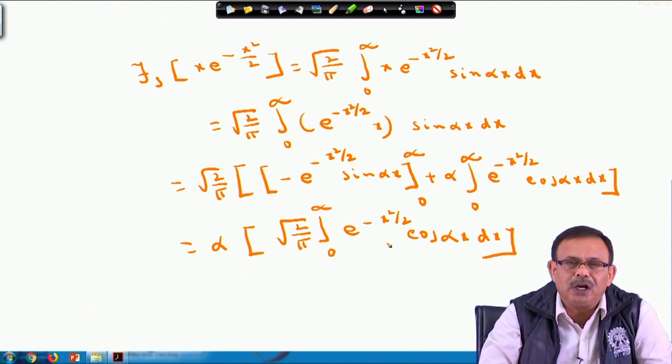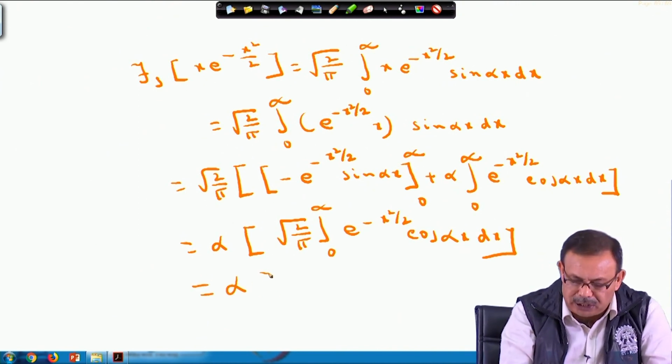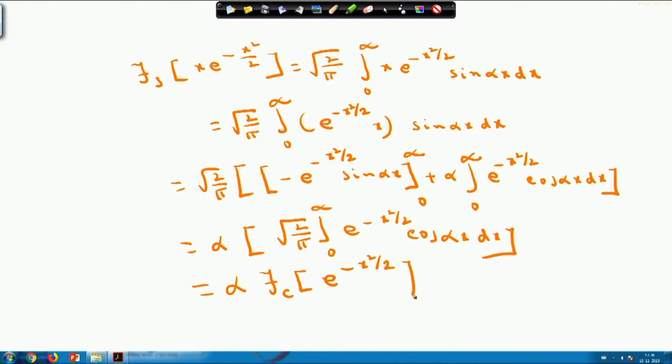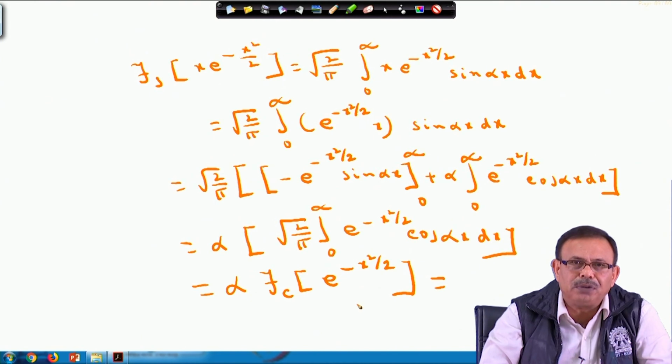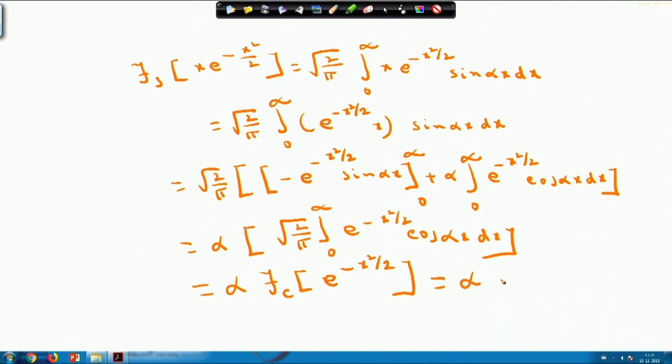From the definition, the Fourier cosine transform of e power minus x square by 2 is root over 2 by pi, 0 to infinity, e power minus x square by 2 into cos of alpha x dx. So this equals the Fourier cosine transform of e power minus x square by 2. And I already know this, because in the last example we evaluated it, and the value is e power minus alpha square by 2.